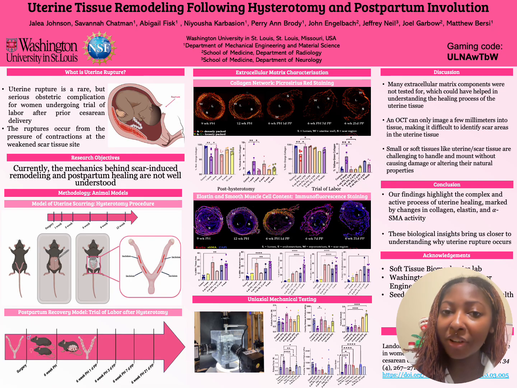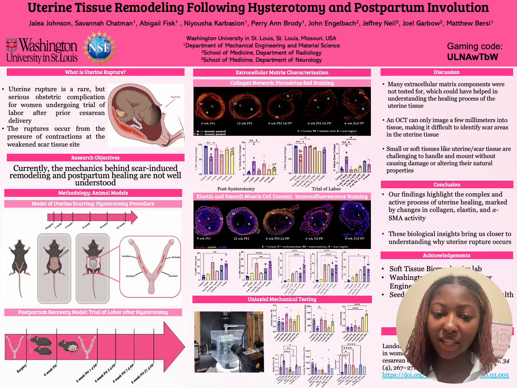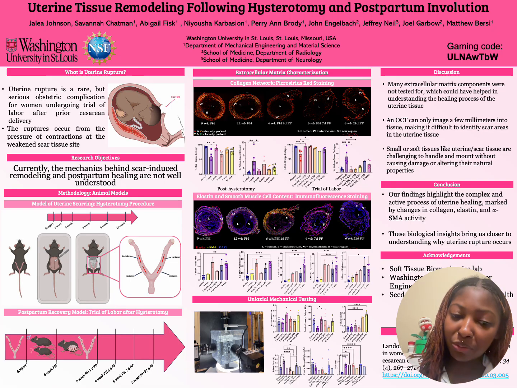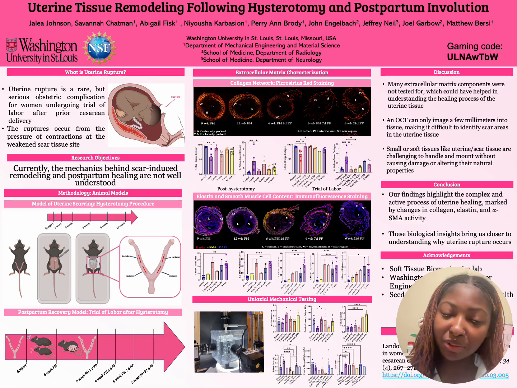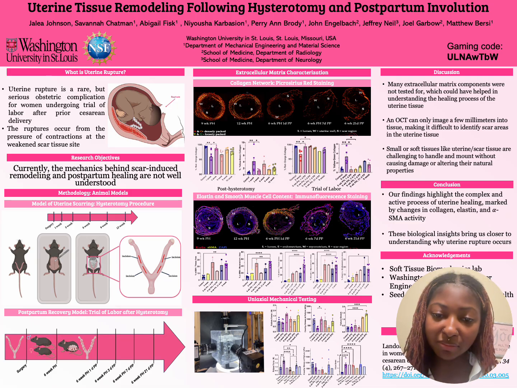So 6 weeks post-hysterotomy, we attempt mating, where the female mice and the male mice have offspring, and she undergoes a trial labor along with having the scarring of the tissue. And we track both of these at 1 week, 3 weeks, 6 weeks, 9 weeks, and 12 weeks.